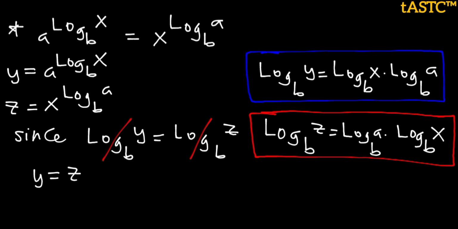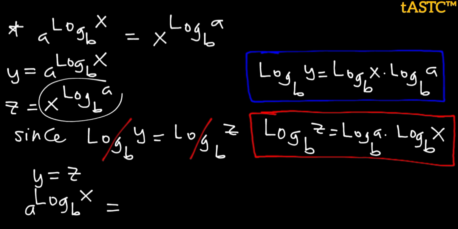Now we already know what y is. We call y as a to the log to the base b of x. And that will be equal to z, which we said should be x to the log to the base b of a. And so that is basically how to prove all these logarithmic laws. Now we're actually going to move into the calculations for questions on the logarithm. So make sure to stay tuned.